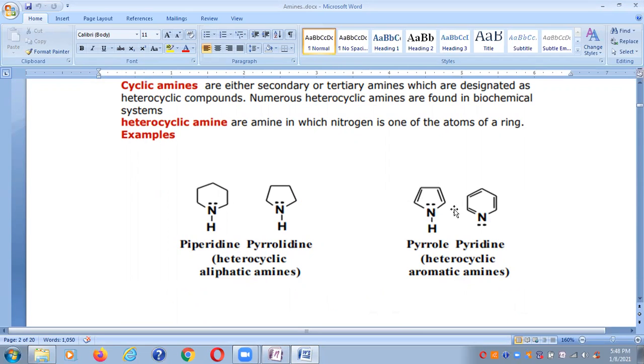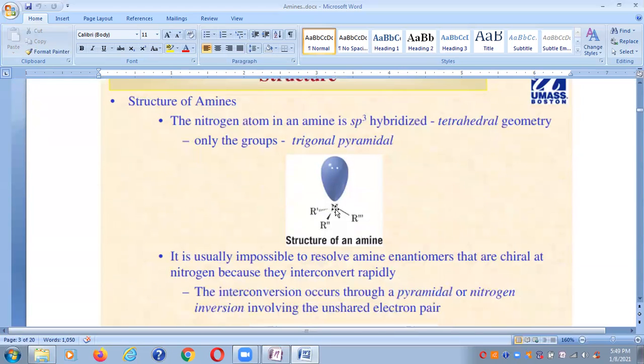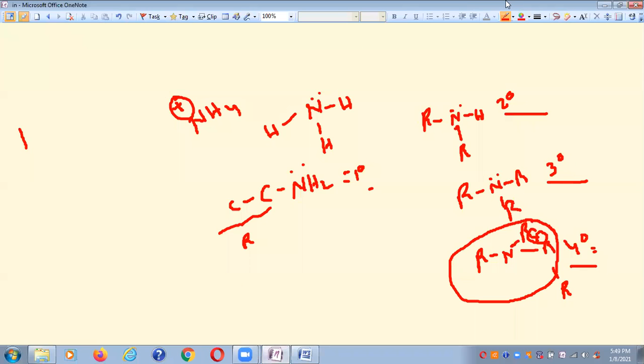So that's why these structures or compounds are known as heterocyclic compounds. This is pyrrole, this is pyridine. Okay, next, this is the structure. So nitrogen undergoes sp3 hybridization, and what is the structure? Pyramidal. Actually, we are expecting a tetrahedral, but due to the presence of this lone pair of electrons, what happens? Distortion takes place. This tertiary amine has a quasi-tetrahedral shape. Okay, I will show you in a picture.